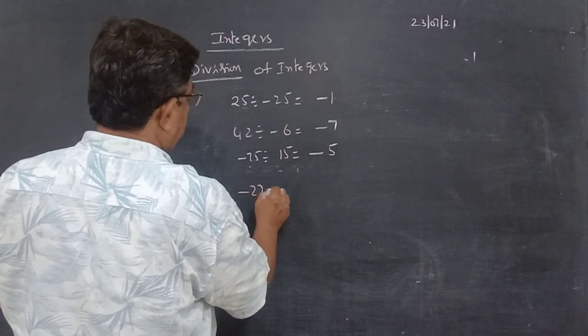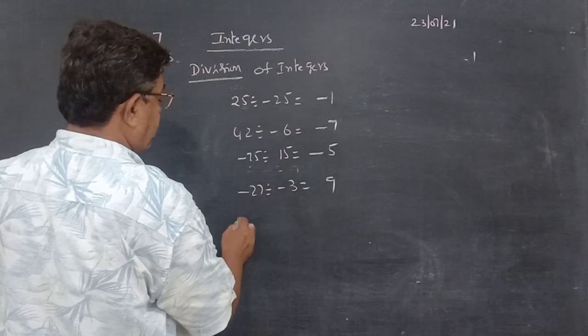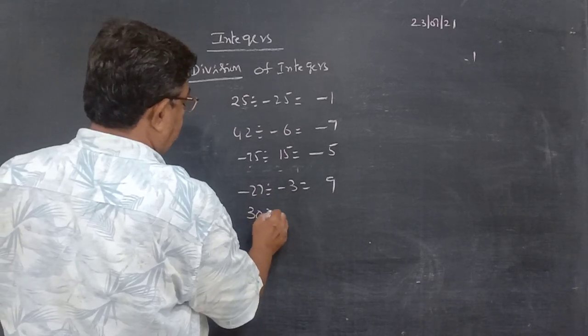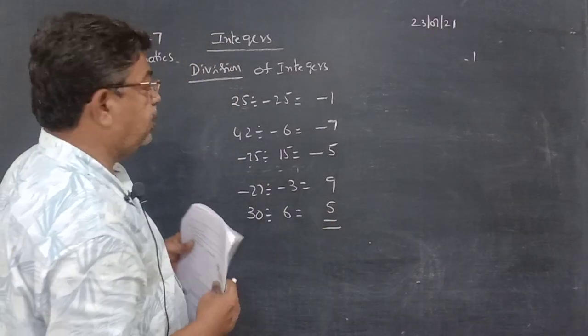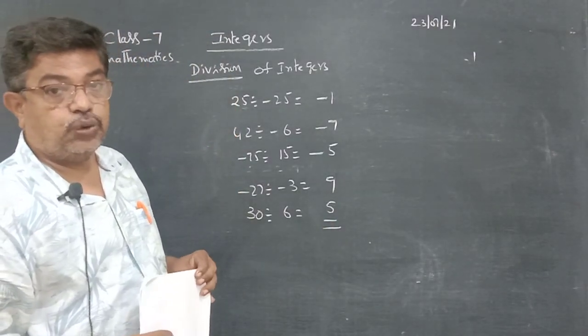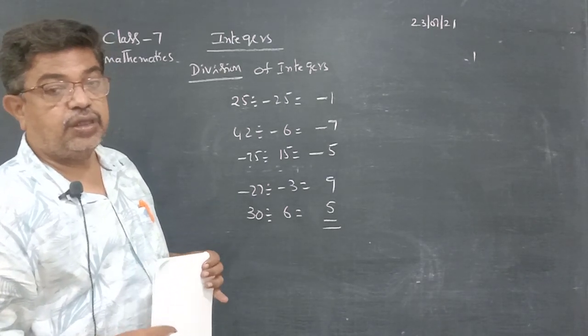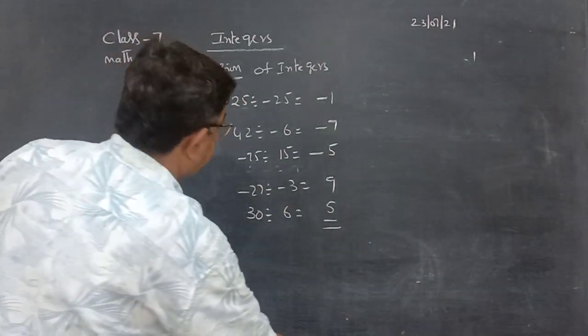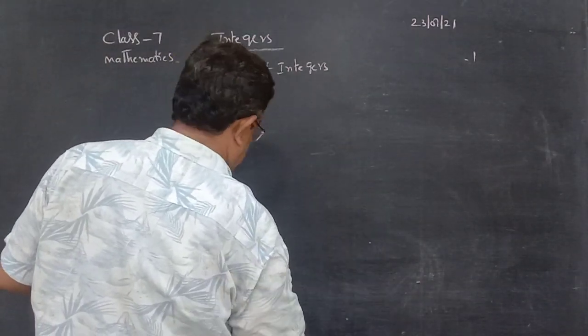Minus 27 divided by minus 3. The quotient is 9 because both are negative sign. 30 divided by 6. The quotient is 5. Like this, you can observe when integers are having opposite sign, the quotient is negative. Integers are having the same sign, the quotient is positive. Next.